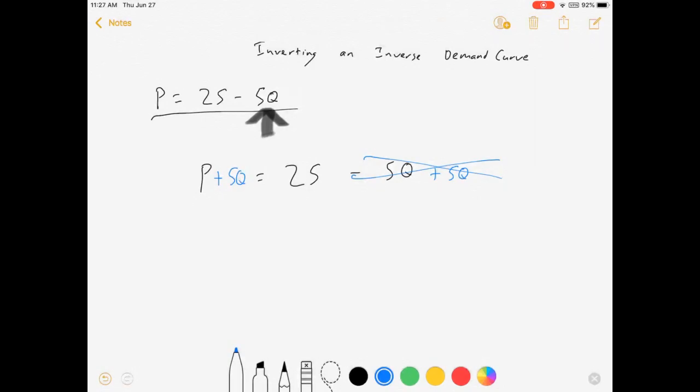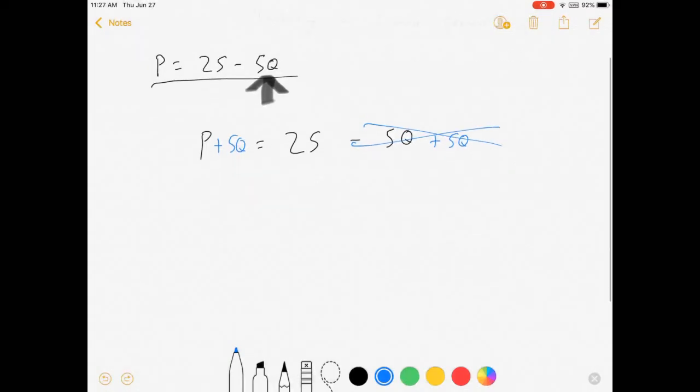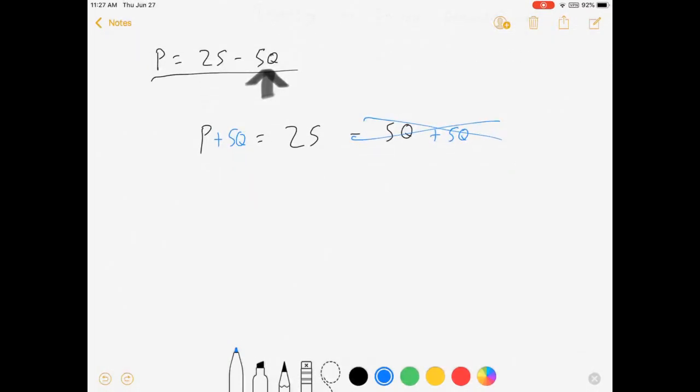By the way, by adding 5Q to both sides, it allows the equal sign to still be true. If I only added it to one side, the equal sign would die, and our equation would be worthless. So, P plus 5Q equals 25. Remember, I want Q by itself, so my next thing I'm going to do is subtract P from both sides. Why? Those P's cancel, and I'm left with 5Q equals 25 minus P.